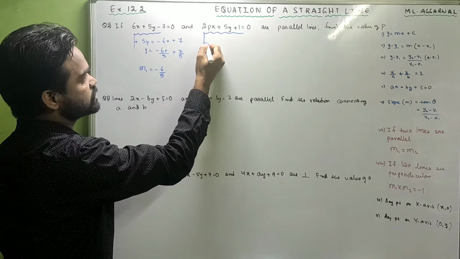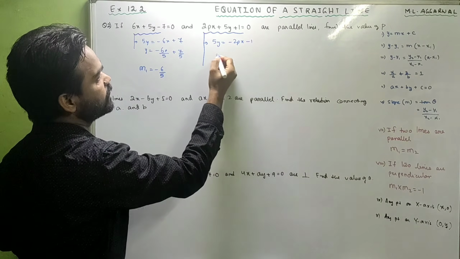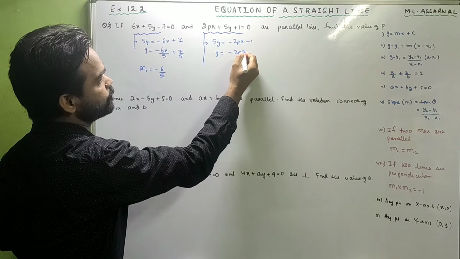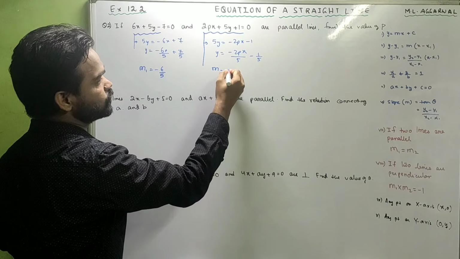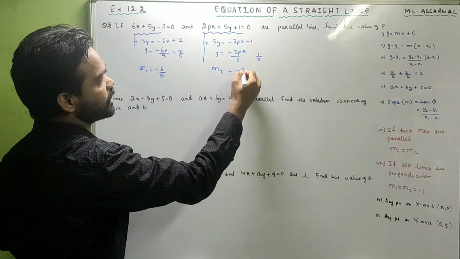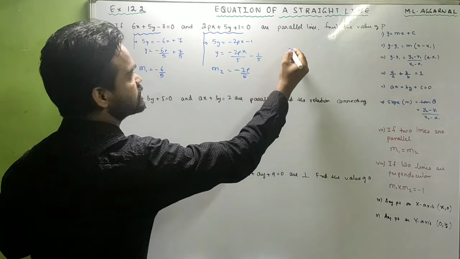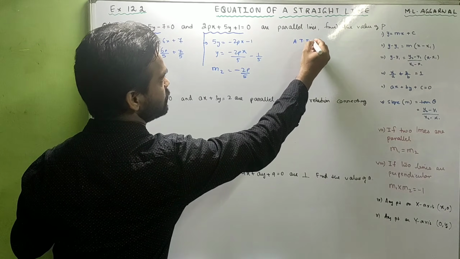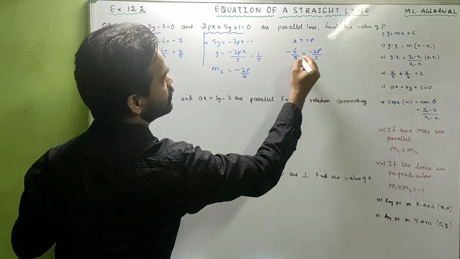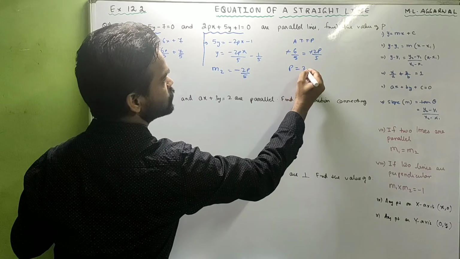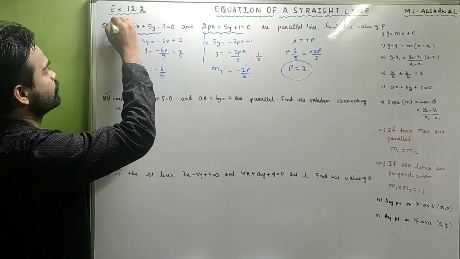Now same with this equation. See, 5y equals minus 2px minus 1, which means y equals minus 2px by 5 minus 1 by 5, which means the slope m2 is nothing but the coefficient of x, which is minus 2p by 5. Now since they are parallel, the slopes will be equal. So can I say, according to the problem, minus 6 by 5 is equal to minus 2p by 5, which means when you solve, p equals 3. Done.